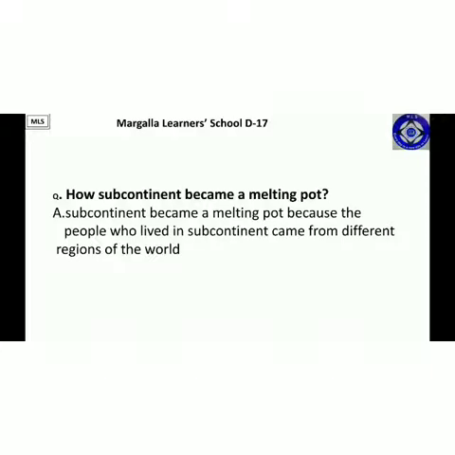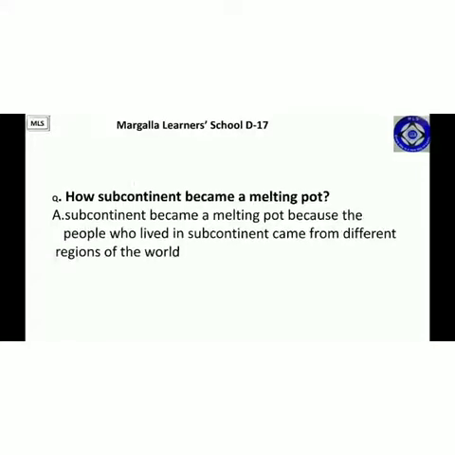So the question is how this area became a melting pot. That means how different people came over here and a new culture developed. So the subcontinent became a melting pot because the people who lived in the subcontinent came from different regions of the world. So ultimately the people over here are the result of the people who came from all over the world. They came from different areas and they came over here. Their cultures, their values, their religion, all those things got intermixed, and ultimately a new culture, a new set of values developed in the subcontinent.